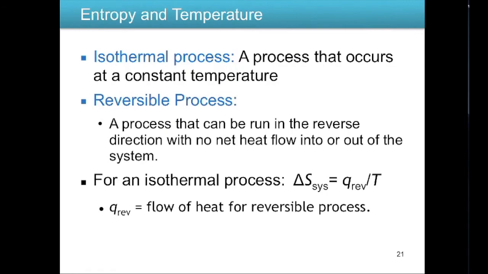So there's going to be some energy that is being consumed by the system or released by the system. But we can also talk about processes that are isothermal. So this is a process that occurs at a constant temperature. And we can talk about reversible processes, which are processes that can run in both the forward and reverse direction with no net heat flow in or out of the system.